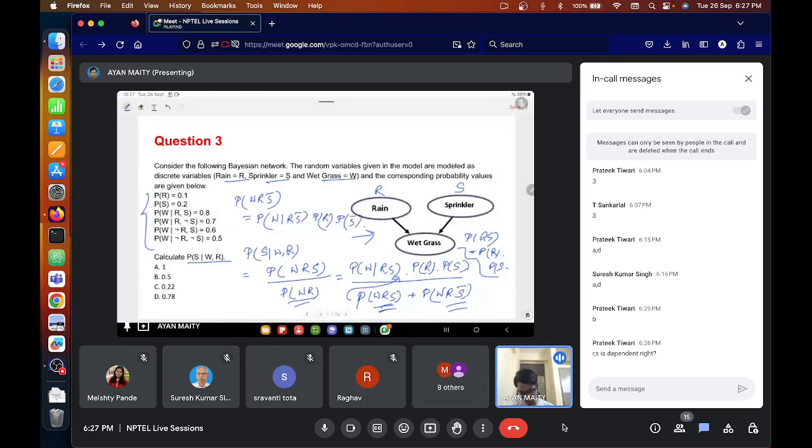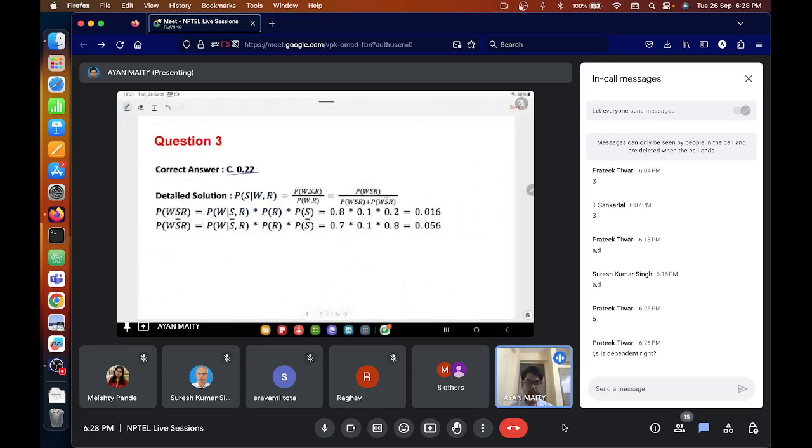So all the individual probability values are known. The first one, probability of W given RS, is given here. Probability of R and probability of S are given here. And this probability of W given R and S complement is given here. And these two are also given in this table. As all the individual probability values are known, we can just plug these values into this formula and get the final result. I think the answer is C, 0.22.